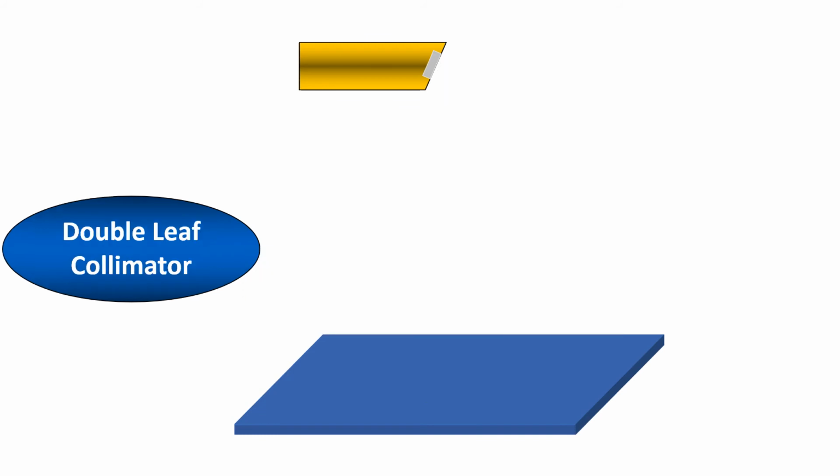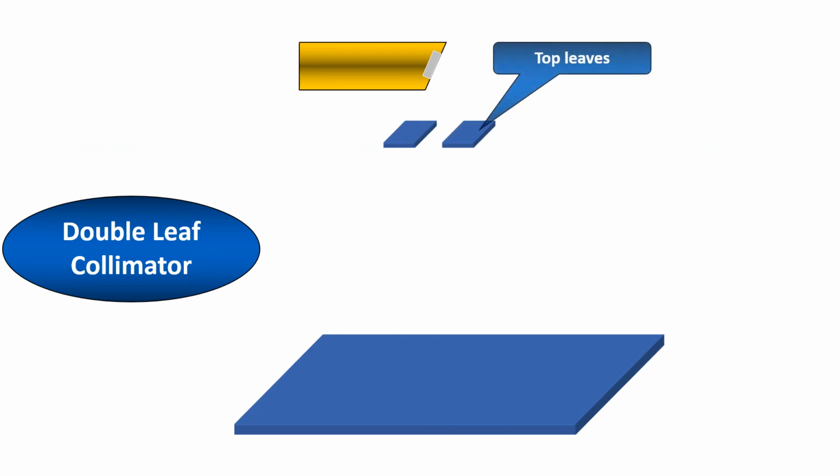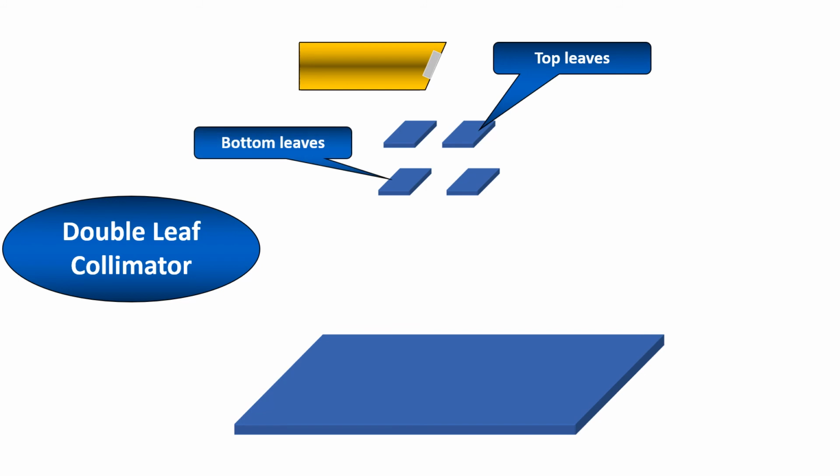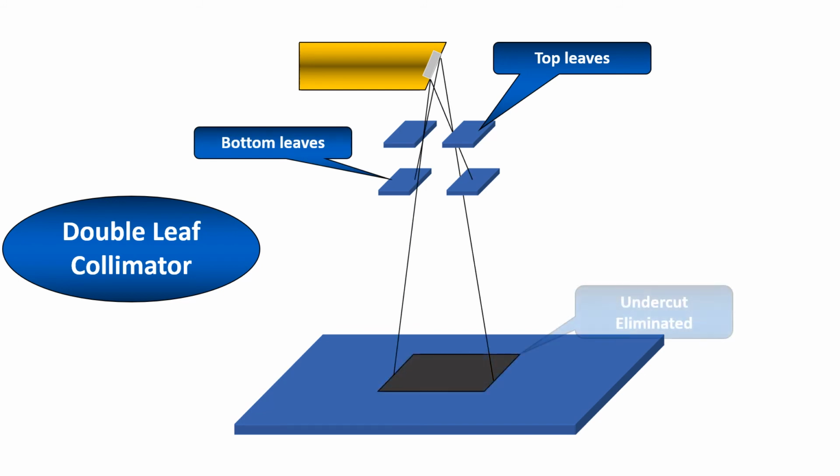The final evolution of beam restricting device was the double-leaf collimator. Due to my limited artistic ability, I will only show you the longitudinal leaves. This is the first upper set. Now the lower set. Finally, here is the path of the edges of the X-ray beam. Notice the bottom leaves catch the beam undercut, virtually eliminating it from the image field.